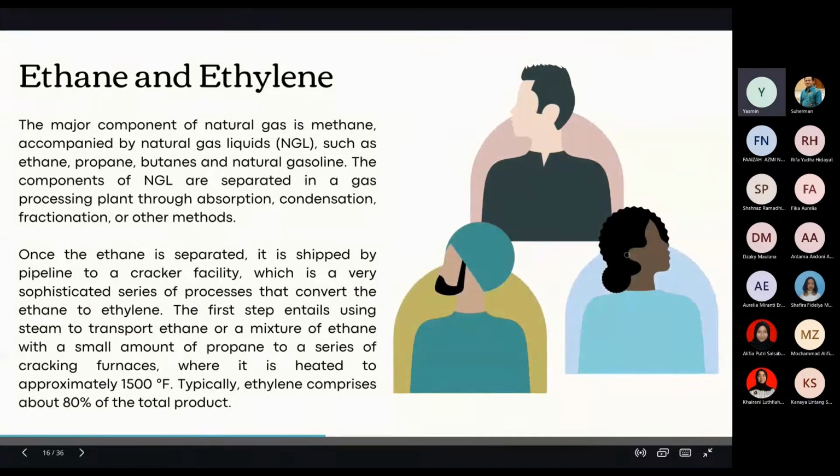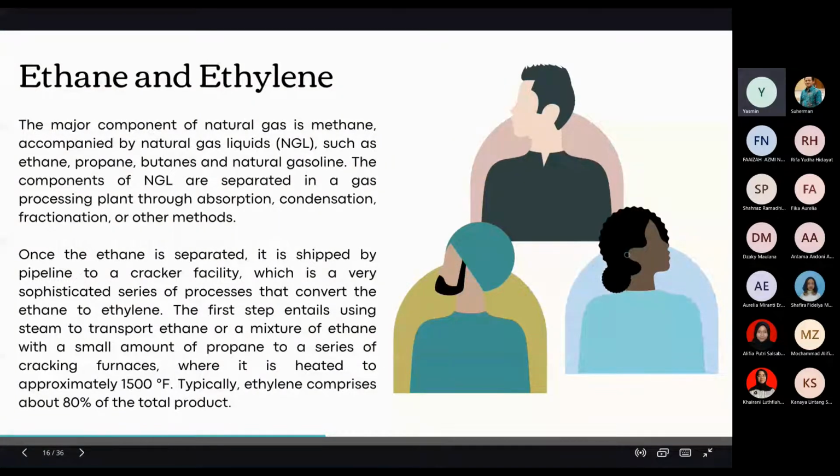Ethane and ethylene. The major component of natural gas is methane, accompanied by natural gas liquids such as ethane, propane, butane, and natural gasoline. The components of natural gas liquids are separated in a gas processing plant through absorption, condensation, fractionation, or other methods. Once the ethane is separated, it is shipped by pipelines to a cracker facility, which is a very sophisticated series of processes that convert the ethane to ethylene.